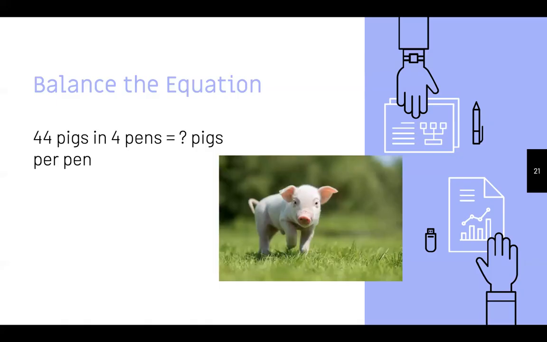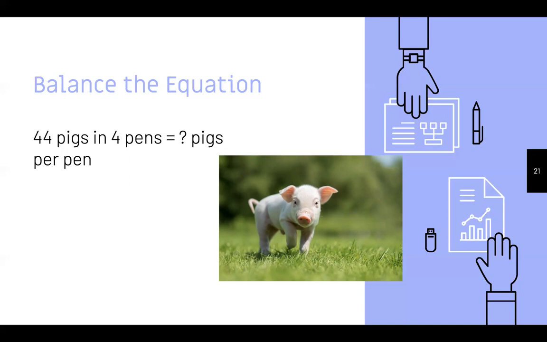Balance the equation again, right? We have 44 pigs and 4 pens. How many pigs per pen? Let's say a farmer wants to know how many pigs he can put in 1 pen, equally distributing the pigs so there's no overcrowding and no undercrowding.